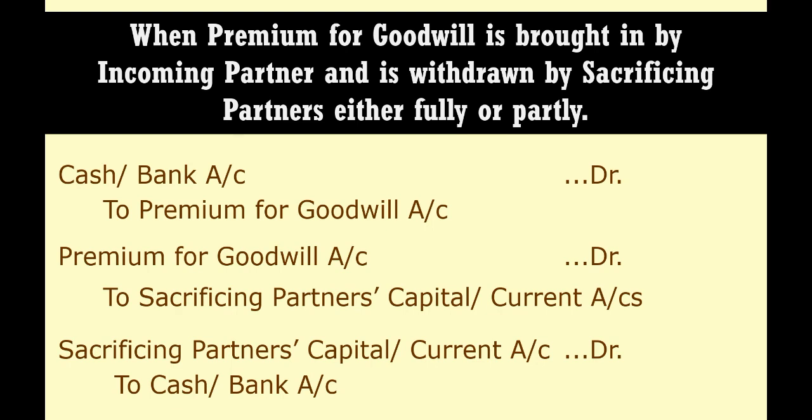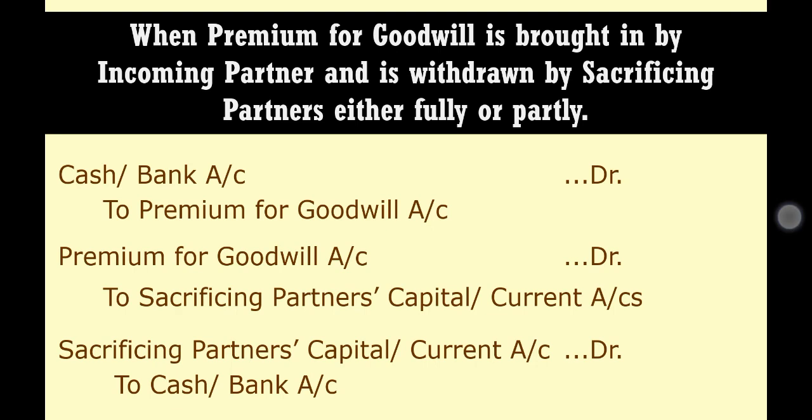Once again, cash or bank account debit to premium for goodwill. When we get cash for the goodwill, then to distribute this among sacrificing partners, premium for goodwill account debit to sacrificing partners' capital or current account. Now this you can do either in sacrificing ratio or according to the method which I am going to tell. Then sacrificing partners' capital or current account debit to cash or bank account, recorded as drawing.